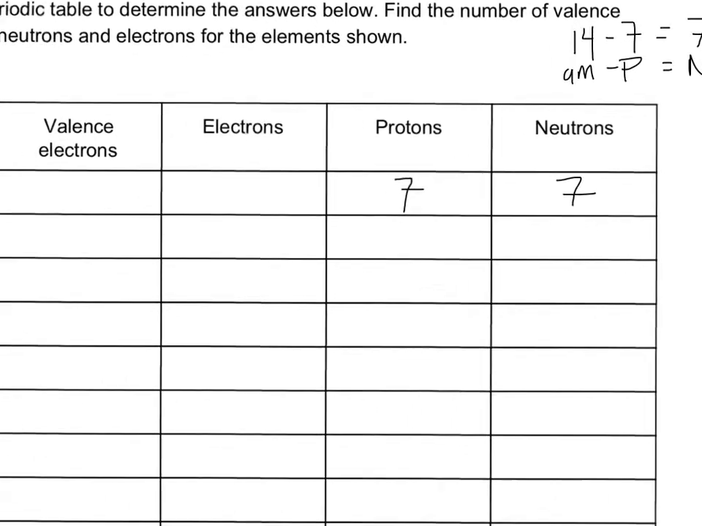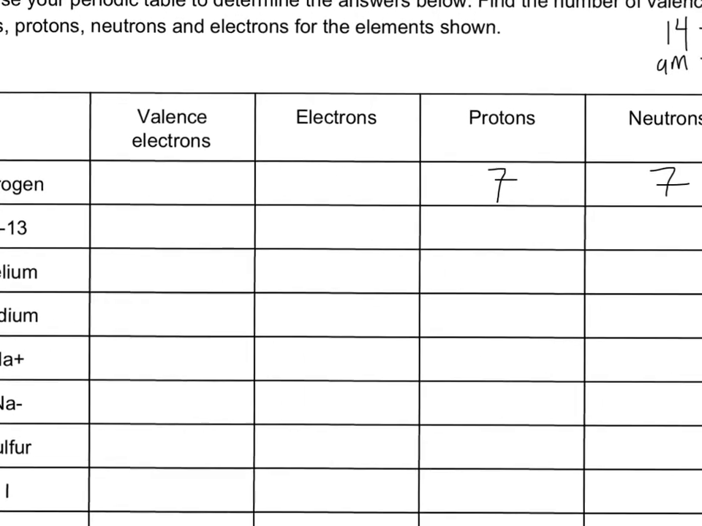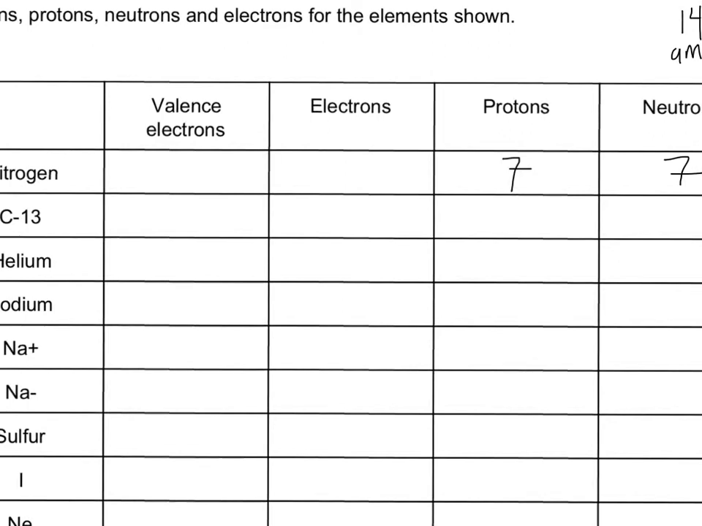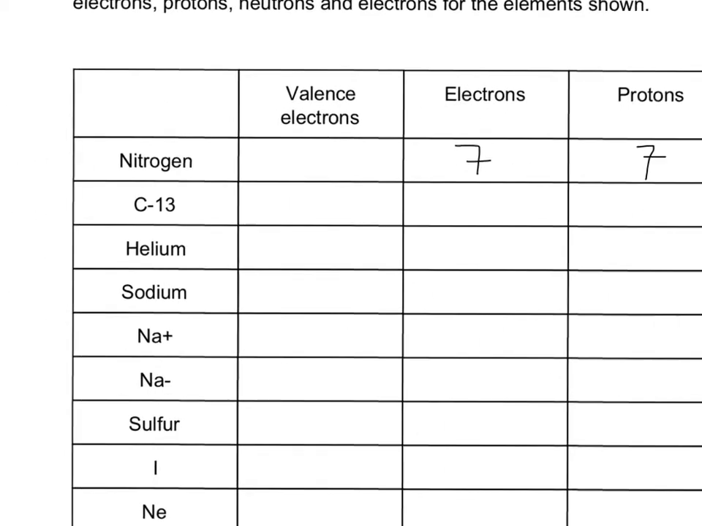Number of electrons is going to be the same as the number of protons unless it is an ion. The charge will be balanced out. These are negatively charged, these are positively charged, so our number of electrons is just 7. We know that because we're dealing with nitrogen, not an ion.